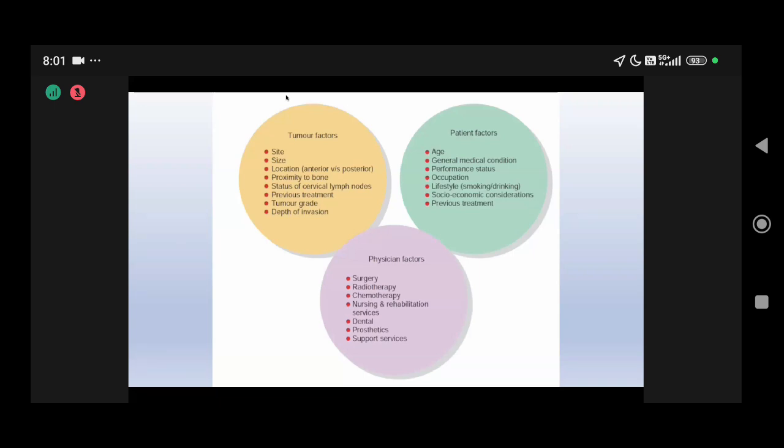As in all cancers, here also you need to identify and give equal weightage to the tumor factors, to the patient factors, and to the setup or physician factors before deciding the line of treatment.